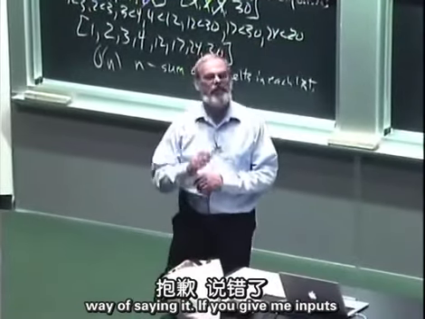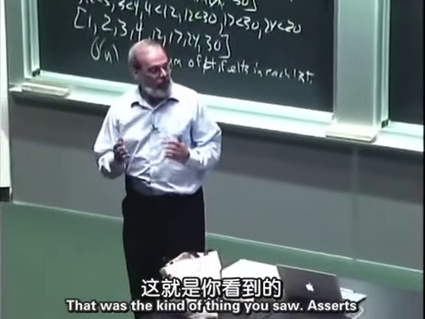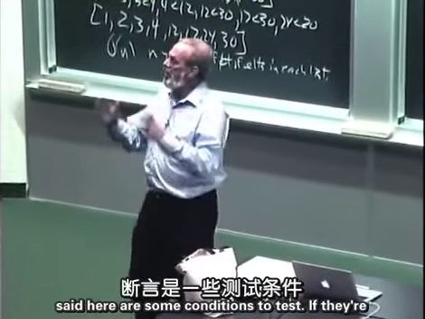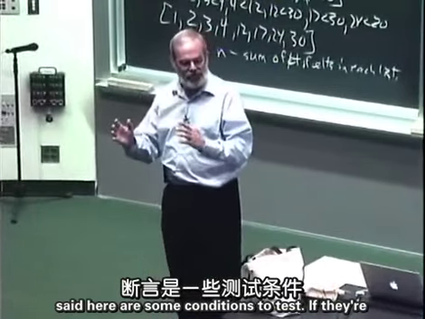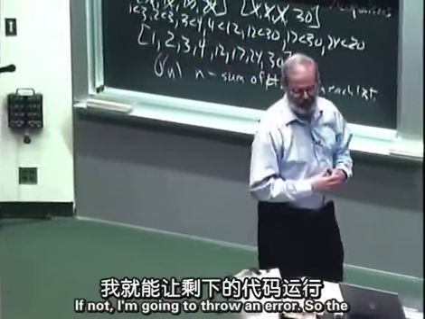Sorry, wrong way of saying it. If you give me inputs that satisfy some particular constraints. Right? That was the kind of thing you saw. Assert said, here are some conditions to test. If they're true, I'm going to let the rest of the code run. If not, I'm going to throw an error.